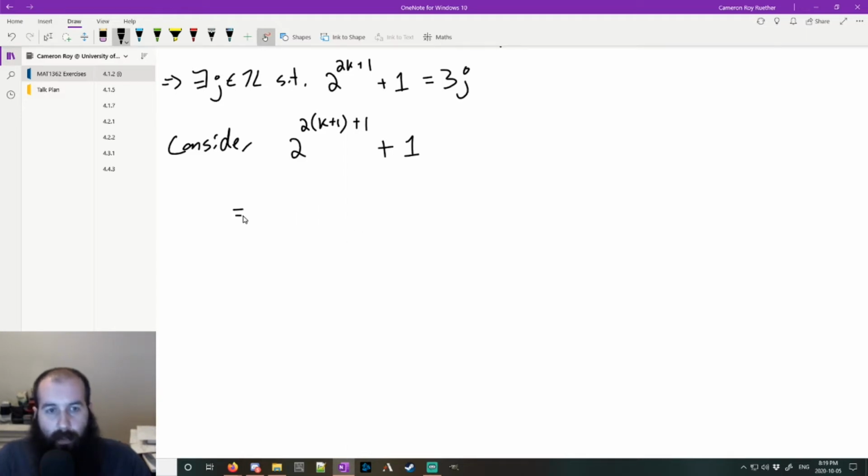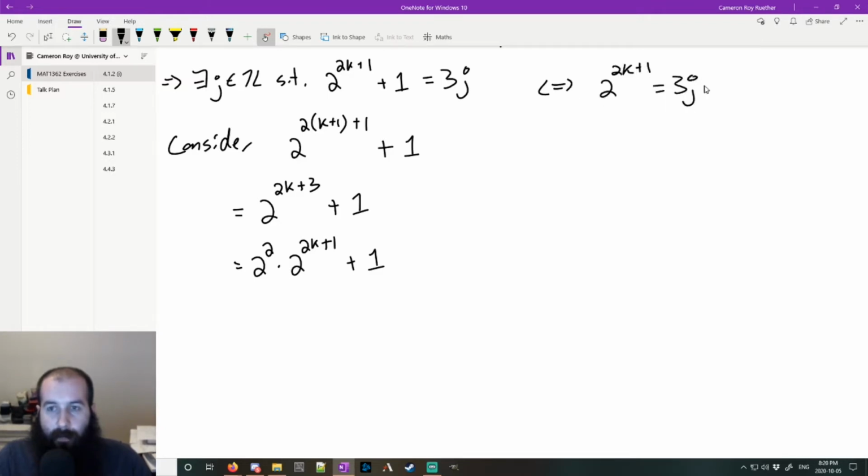We can expand this somewhat. We'll get 2 to the 2k plus 3 up here, plus 1. And we'd like to find a copy of 2 to the 2k plus 1. So we can do that by factoring out 2 copies of 2. Like this. And now our assumption here is equivalent to saying that 2 to the 2k plus 1 is 3j minus 1. So we can substitute in 3j minus 1 for this term.